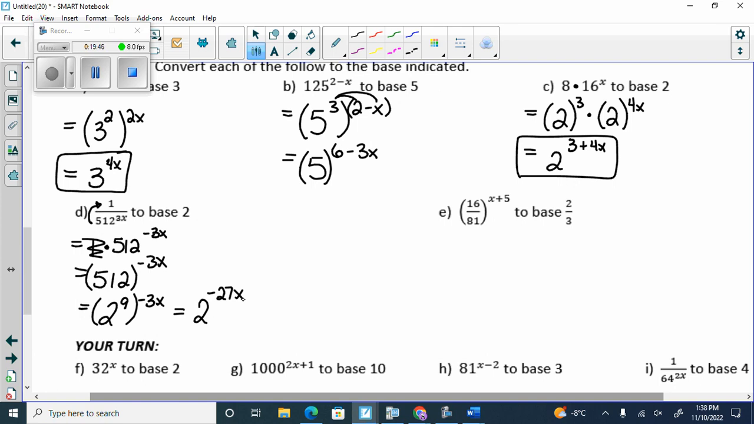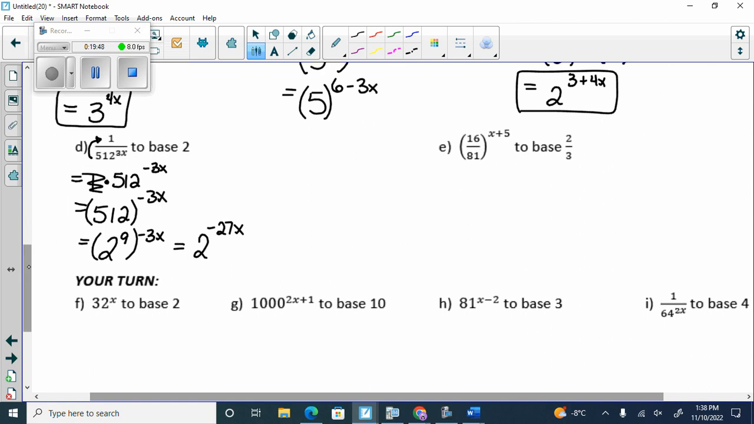Now E, people think is actually going to be really difficult. It's not. I have 16 over 81 to the x plus 5, and it needs to be a base 2/3. What I can do is, I know it needs to be 2/3 to the something. So I look here and I say the 16 has to come from 2, and 81 has to come from 3. 2 to the what is 16? 4. Is 3 to the 4 also 81?